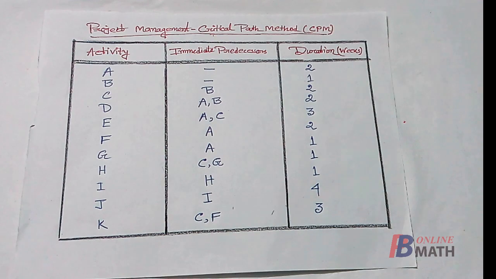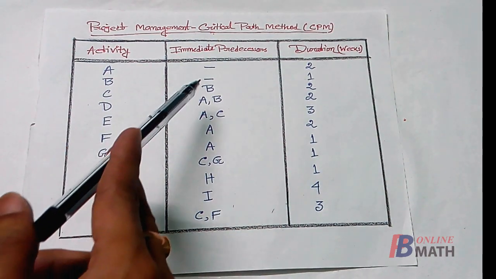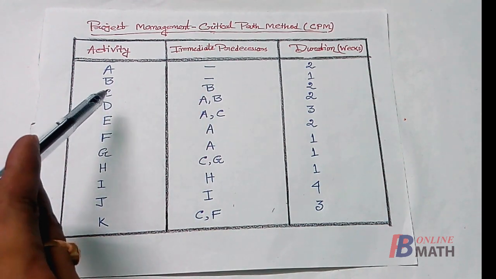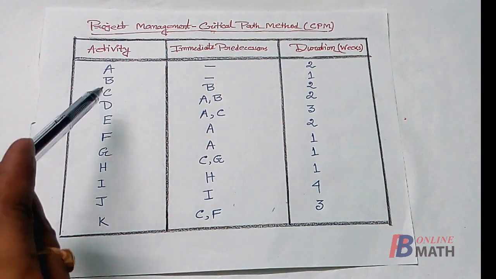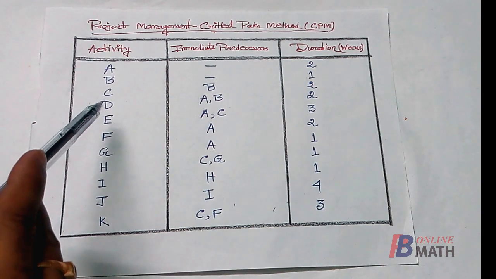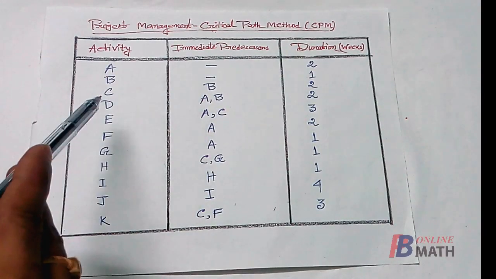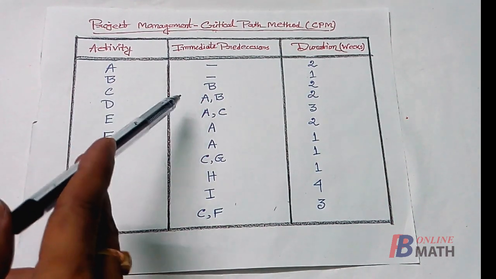As per example, consider the activities A and B with no immediate predecessors. That means the activities A and B do not depend on the other activities. So we can start the activities A and B immediately. Next, consider the activity C. It has one immediate predecessor B. That means the activity C can be started only after the completion of the activity B.